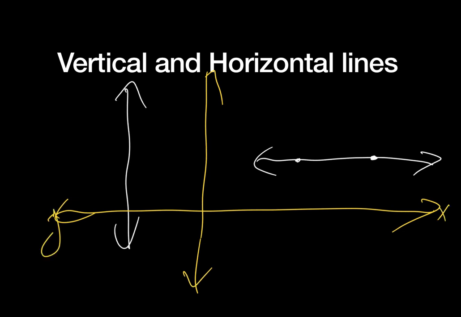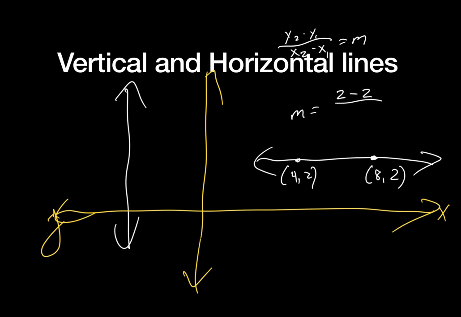X, Y. These points over here could be something like (4, 2) and (8, 2). If I were to do the slope function, y2 minus y1 over x2 minus x1, that's my slope. So here I'd have slope equals y2, 2, minus y1, which is 2, over x2, 8, minus x1, 4, which is 0 over 4, okay? Hold on to that for a second.